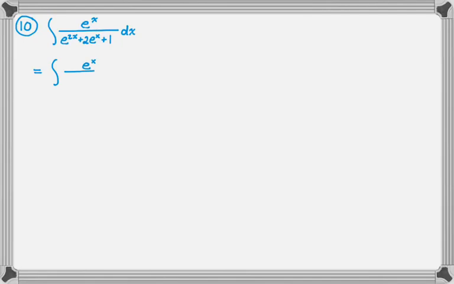So if e to the 2x is just e to the x squared, so it's e to the x squared plus 2e to the x plus 1, that's actually just a perfect square. Like that, it's e to the x plus 1 quantity squared. And now I'm going to let u equal that quantity in the denominator, because quantities in denominators are tough to deal with. So u is equal to e to the x plus 1, which means that du is going to be e to the x dx.